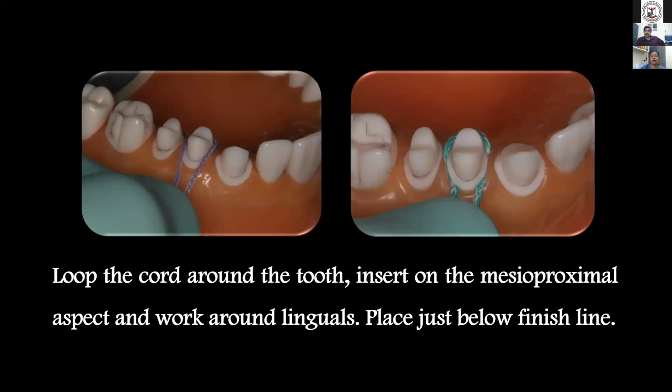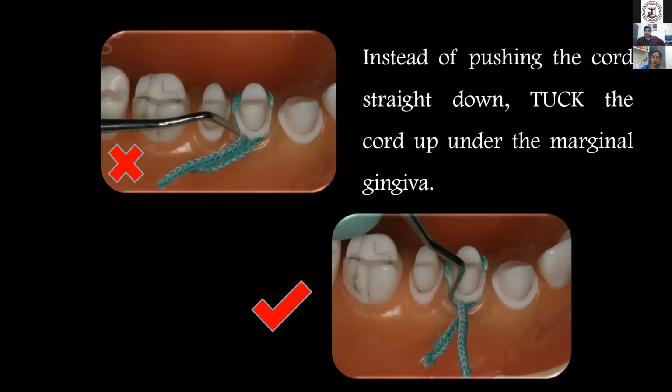Now we will see how a retraction cord is applied. First, loop the cord around the tooth, and then with the help of a cord packer, insert the cord on the mesioproximal aspect and work around the lingual aspect. Place the cord just below the finish line. Instead of pushing the cord straight down, just tuck the cord up under the marginal gingiva without undue force, or otherwise you will injure the gingiva.